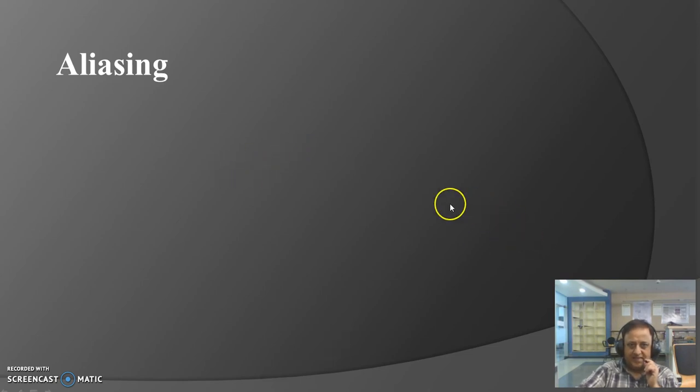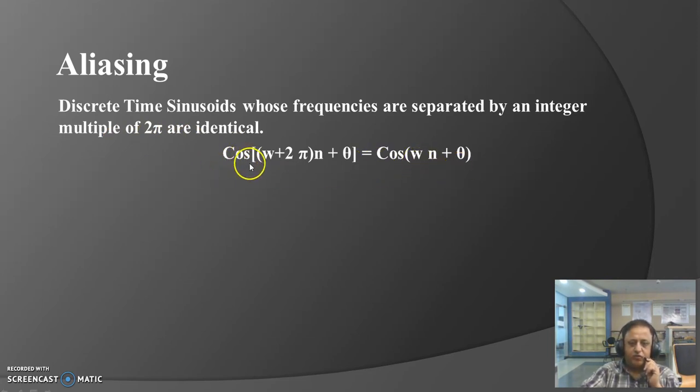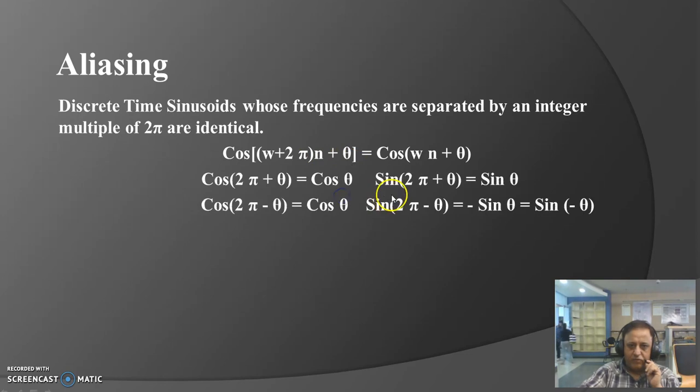Now, what is aliasing? How can this aliasing occur? And why do we not want aliasing? Well, discrete time sinusoids whose frequencies are separated by an interval of 2 pi are identical. So because of this identical nature, suppose you've got cos of (omega plus 2 pi) n plus theta. For various values of n, you get identical frequencies. Now this happens just because of trigonometry. You see, cos of 2 pi plus theta and cos of 2 pi minus theta is cos theta, and a similar nature occurs for sine. So basically, after every interval of 2 pi, you get the same signal back again.